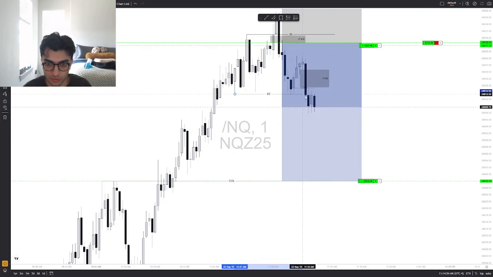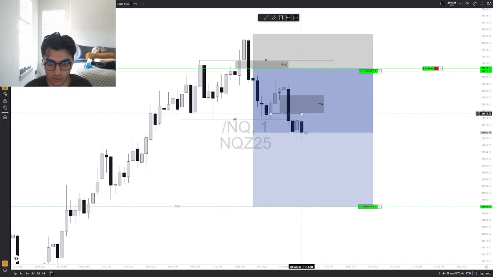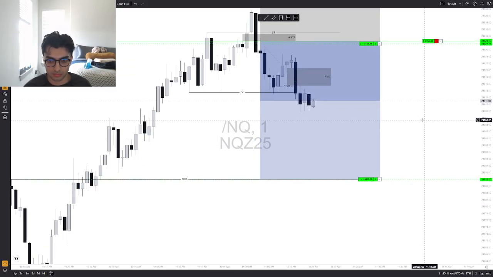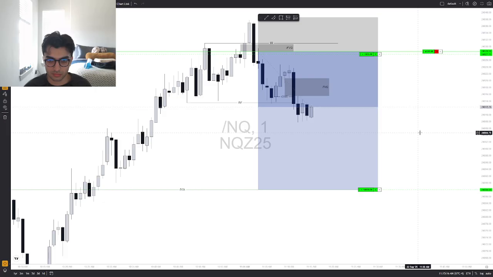So let me just move this over, just so it's a little easier for me to view that CISD. Break-even level was hit. It's still 11:15. 30 seconds left on this candle.